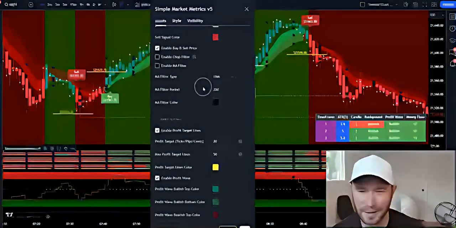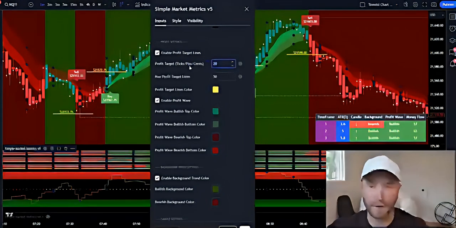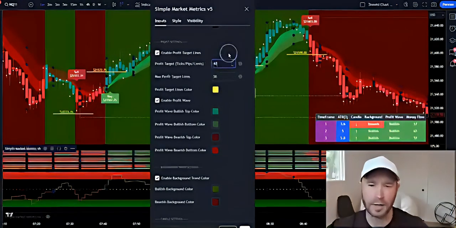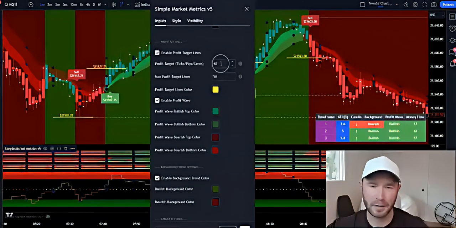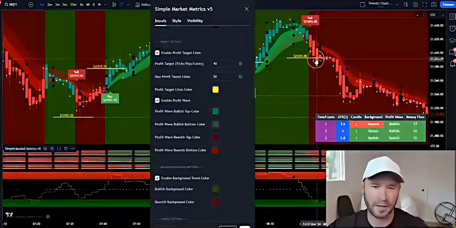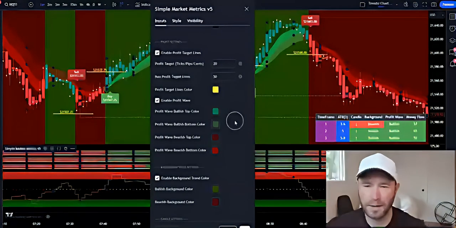I told you the best is yet to come. All right, this is where you can set it. So let's say you're on the 2-minute time frame, and you want to go for 10 points. This is going to be done in ticks. So it's going to be ticks, pips, or cents. So if you go to 40, that's essentially going to say 10 points is your target. Let's just go back to 20 here since we're on the 1-minute time frame.